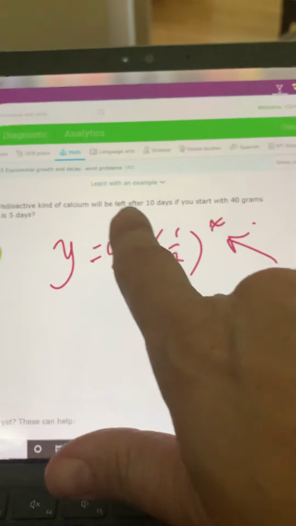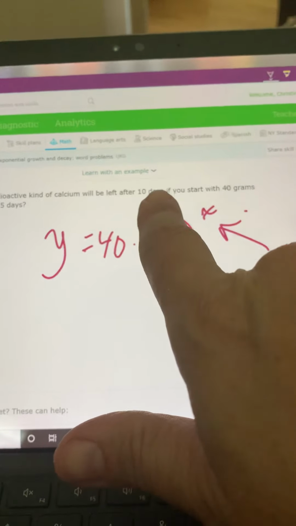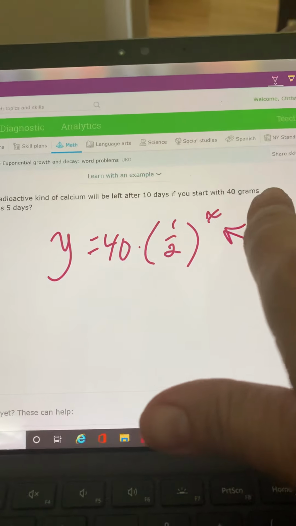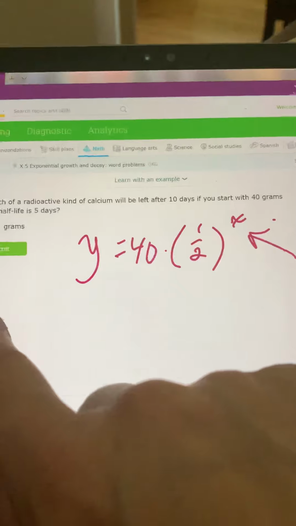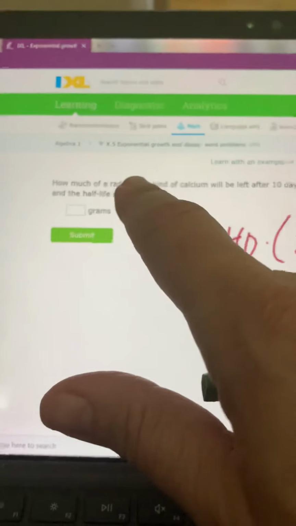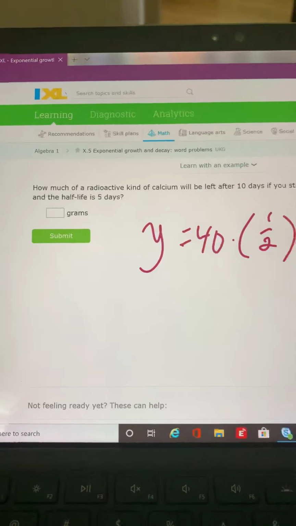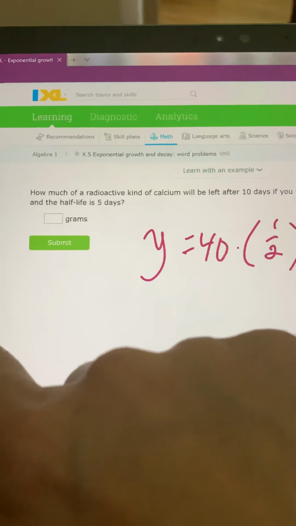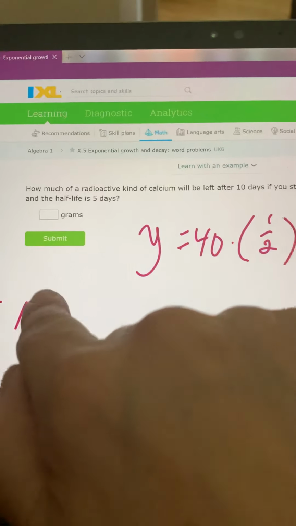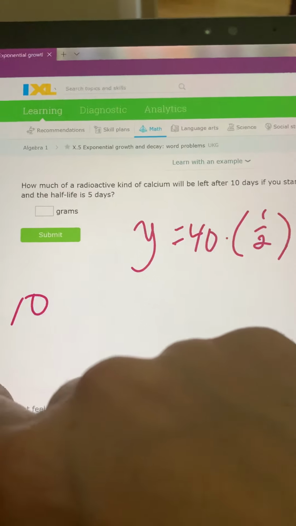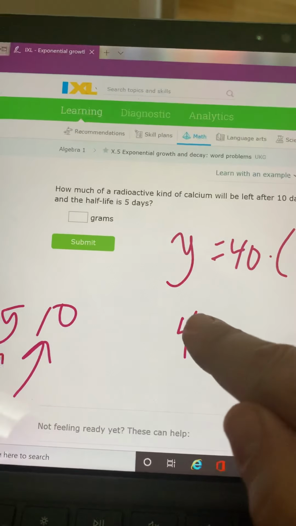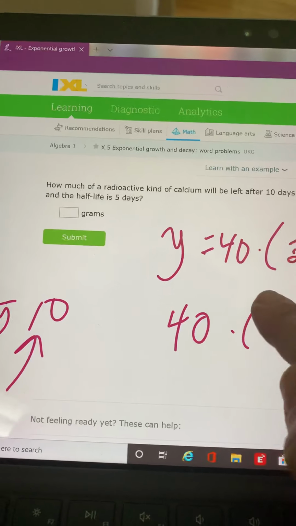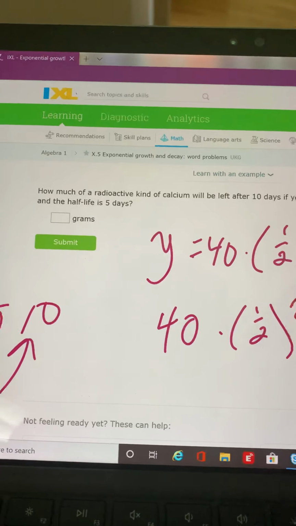So let's look. How much of the radioactive calcium will be left after 10 days if you started with 40 grams and the half-life is 5 days? So what they're saying is every single time 5 days passes, that will reduce it by half. So you'll have 2 times that will happen, the first 5 and the second 5. So this would actually be 40 times a half squared.